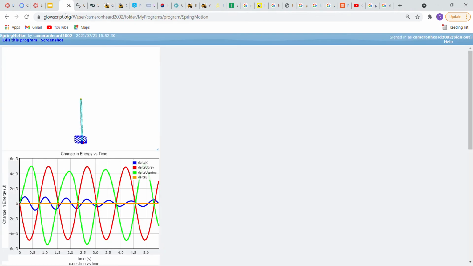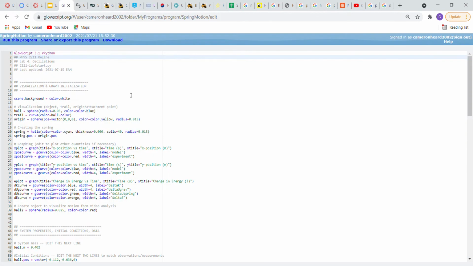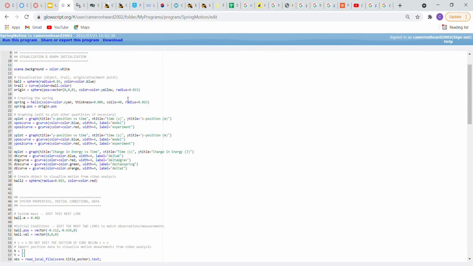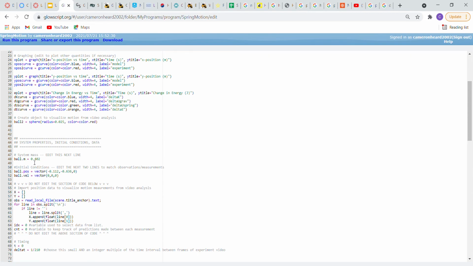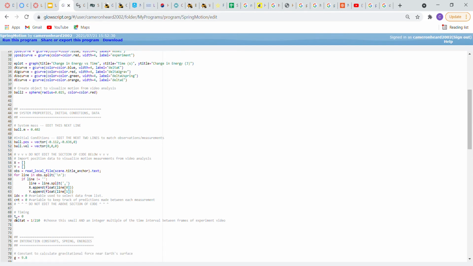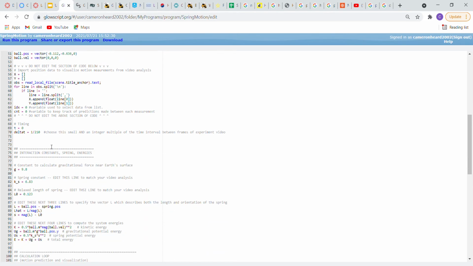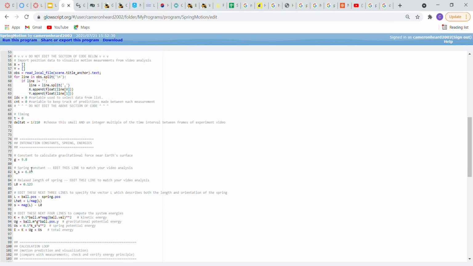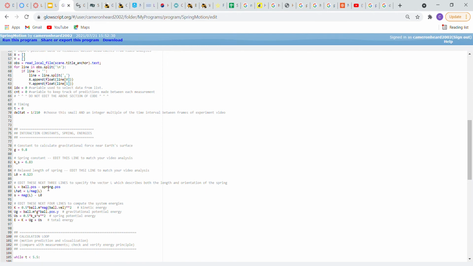Now I'll move on to my code. Here, for this model, we assume the forces acting on the weight are the weight force and the spring force, and that the mass of the spring is negligible. Here I've set up my initial conditions, such as the mass of the weight as well as its initial position and velocity. I start at time equals 0. Here I have the gravitational force constant as well as the spring constant, and then the initial and final lengths of the spring.